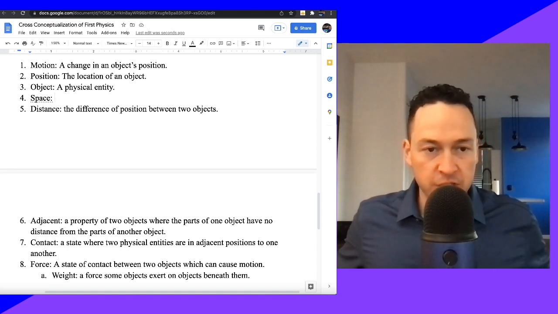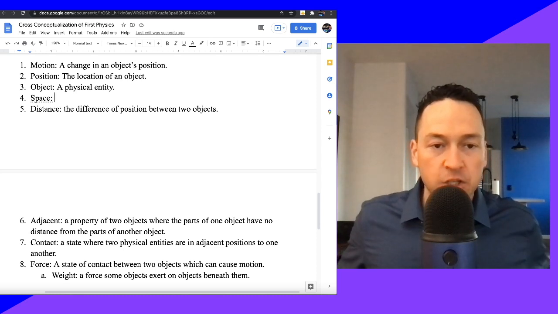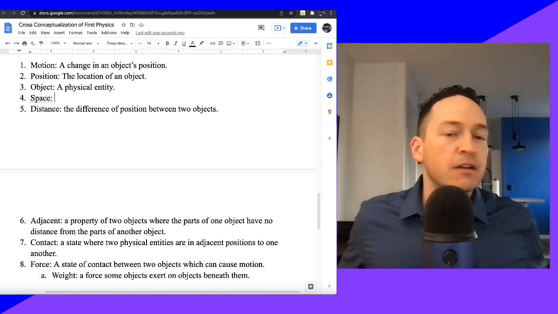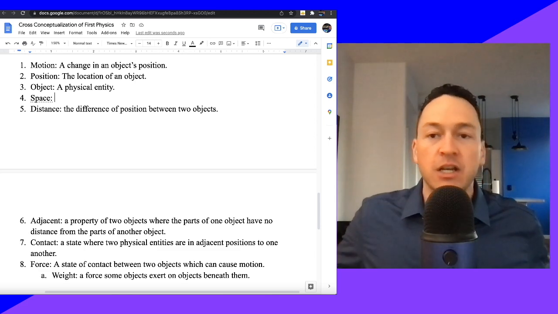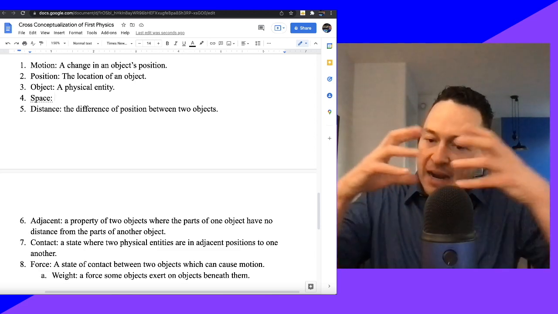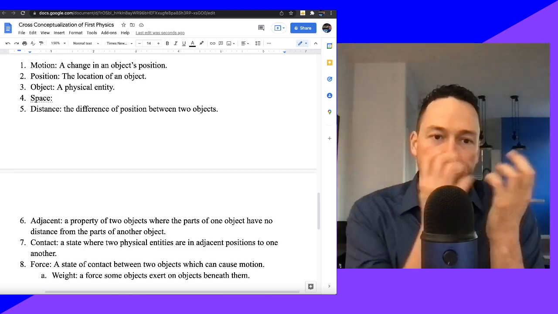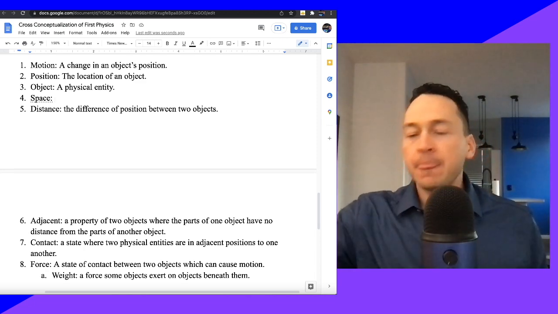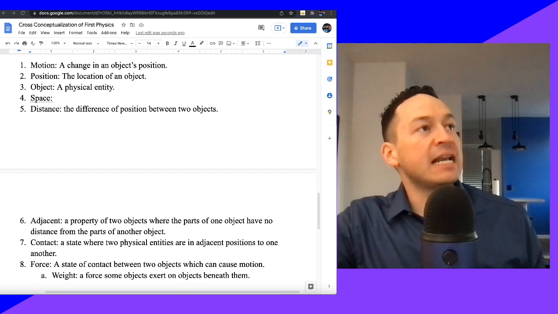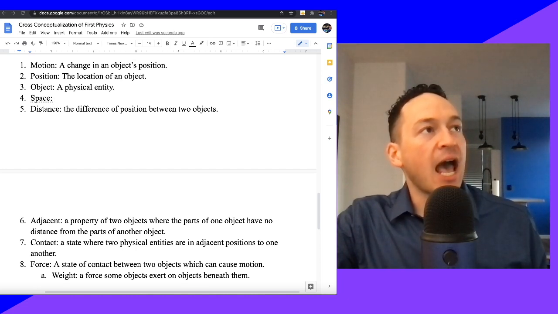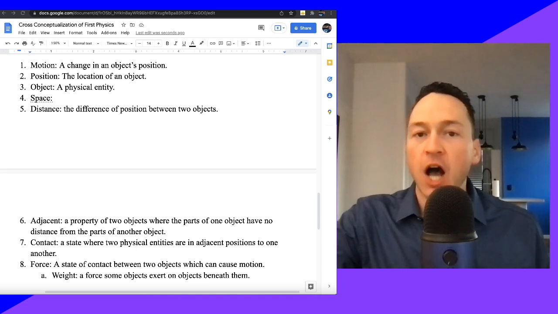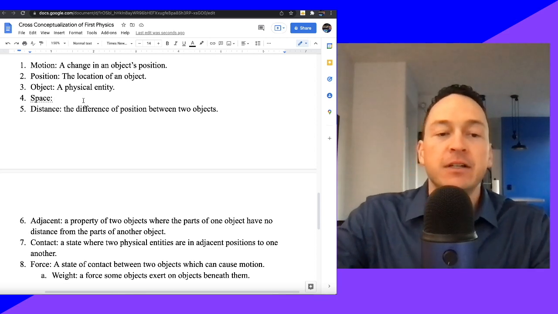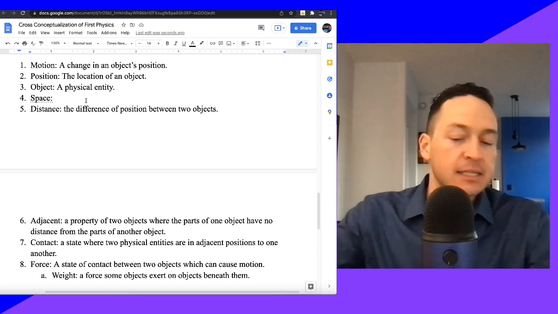This presentation is just not going to be perfect, but I think you're getting a sense of how cross-conceptualization begins to spider out and allow us to clarify each aspect of our grasp of a given field by integrating it with our grasp of each other aspect of that field. So let's continue. What is space?